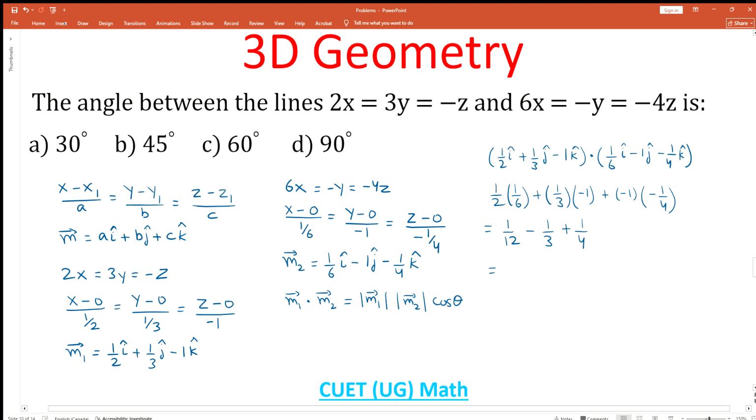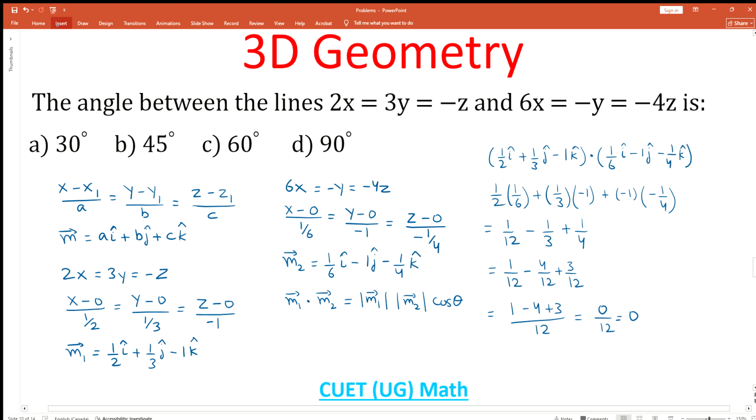Now we can combine these fractions. The common denominator is 12. I get 1 over 12 minus 4 over 12 plus 3 over 12. Now we can combine these fractions. In the numerator, I get a 0. So the dot product of vectors m1 and m2 is equal to 0.